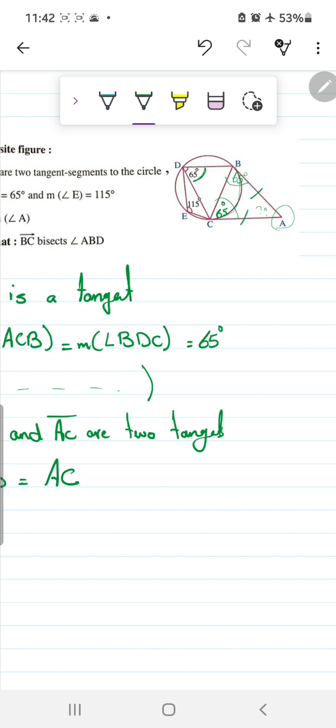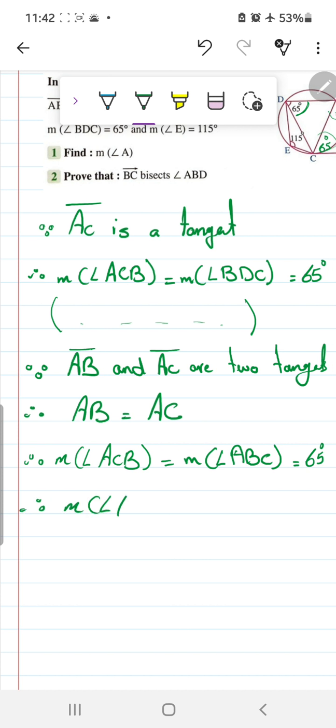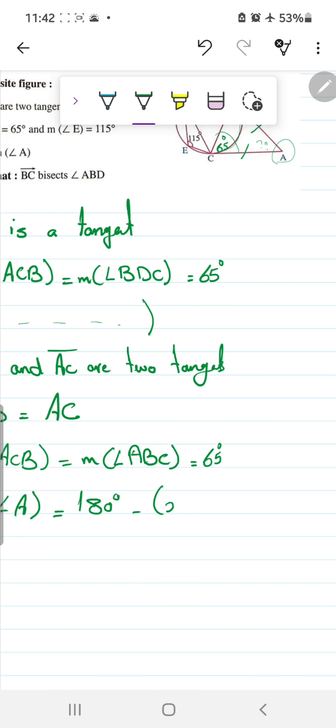How to get measure of angle A? 180 minus 65 plus 65. So here, therefore, measure of angle ACB equals measure of angle ABC equals 65. So measure of angle A equals 180 degrees minus 65 plus 65, which is 50 degrees. And this is the first required.